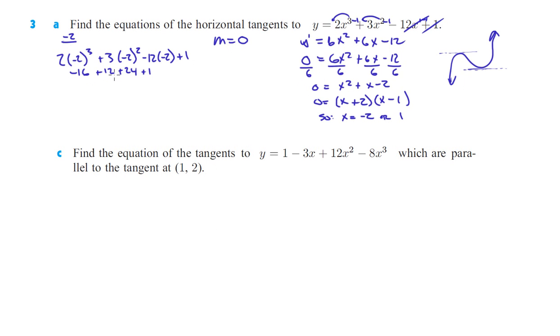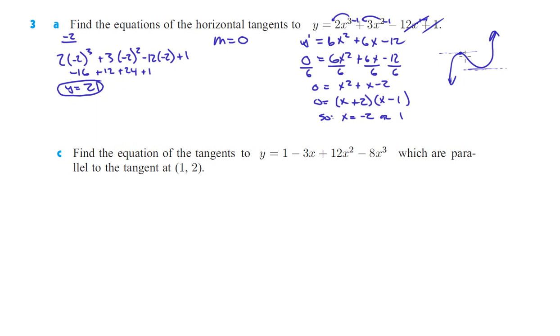That's going to give us 21. So the y-coordinate is 21. Let's just pretend that that's this one right here. If we're looking for the equation of this line, there's an easy way and there's a hard way. But since we know that it's a horizontal line, we know that the slope is 0. So it's really just going to be whatever our y value is: y equals 21.